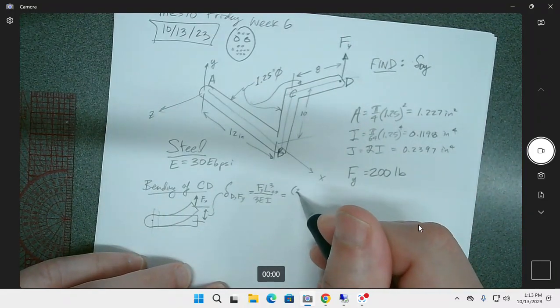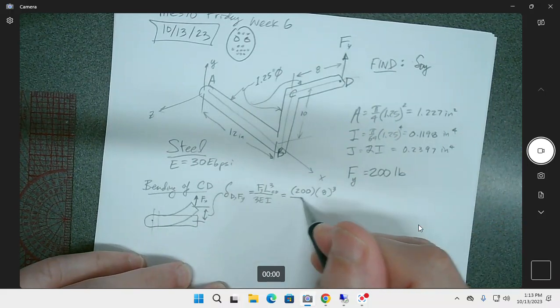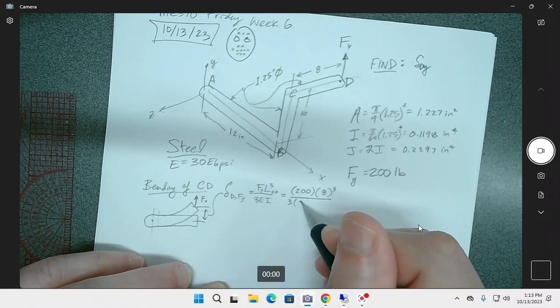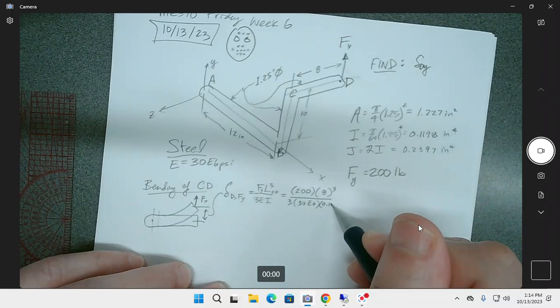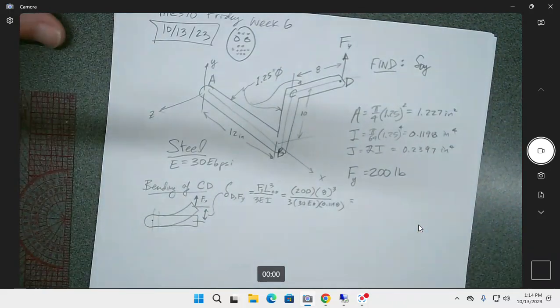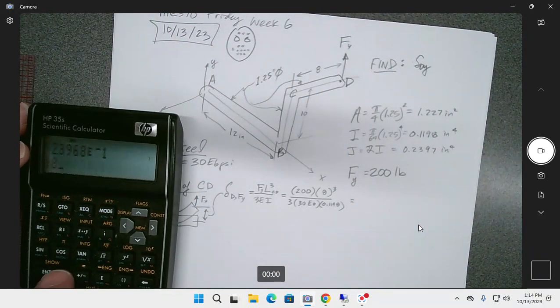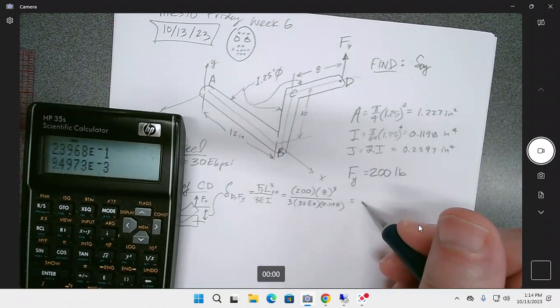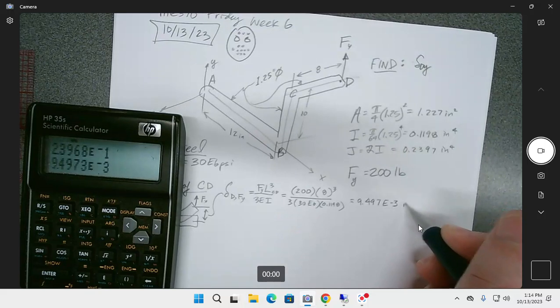So we're going to take 200 times the 8 cubed divided by 3 times 30E6, and then the I was 0.1198 if I did it correct. I have suspicions. So 8 cubed, 200 times, divided by 3, E6, and 0.1198, and we get 9.497 E minus 3, and these are inches.